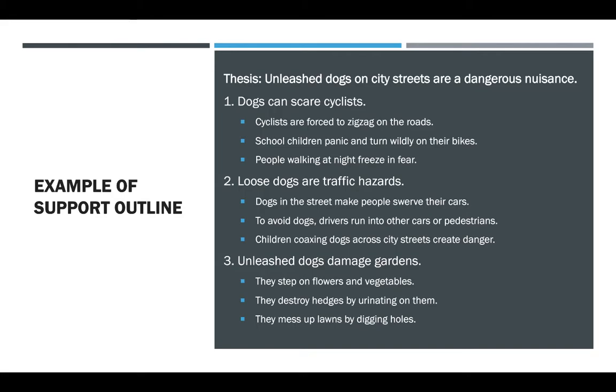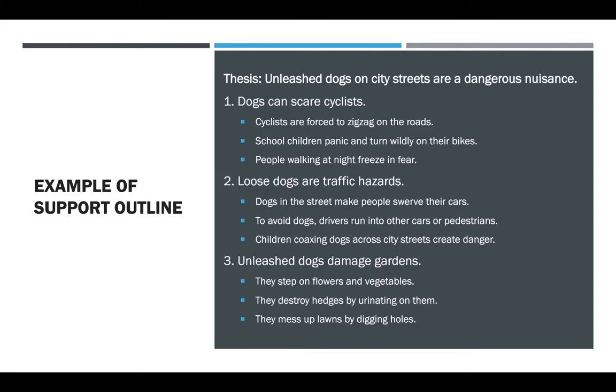So in this example, the thesis is: unleashed dogs on city streets are a dangerous nuisance. Which I agree with. I got chased by an unleashed dog yesterday in Alabama. So the first supporting point is dogs can scare cyclists. So there we go. That's going to be a main point.